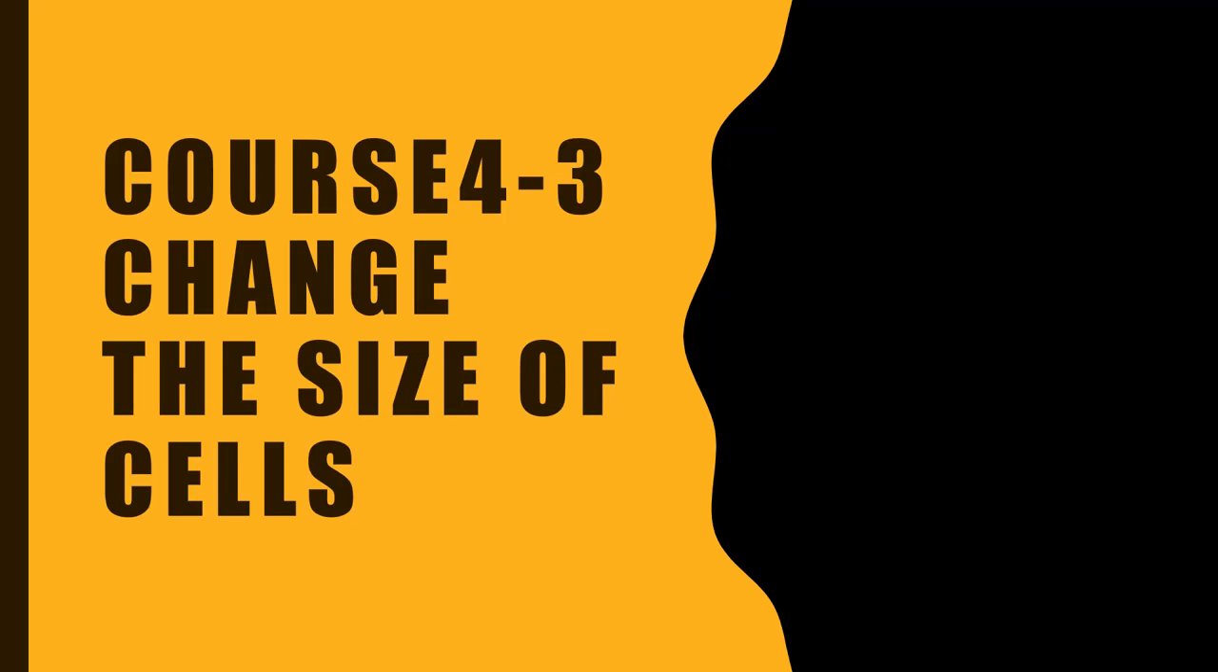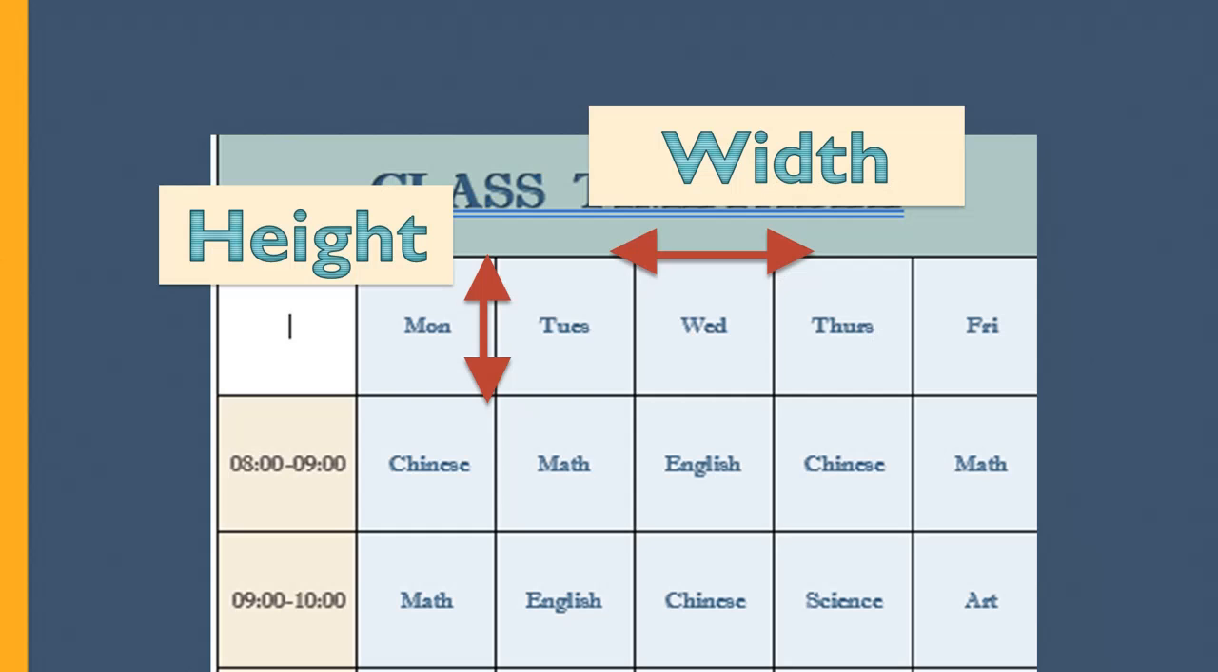At Course 4.3, I will show you how to change the size of the cells. If you want to change the size of a cell, you have to change the width and the height of these cells. The horizontal length is width, and the vertical length is height.